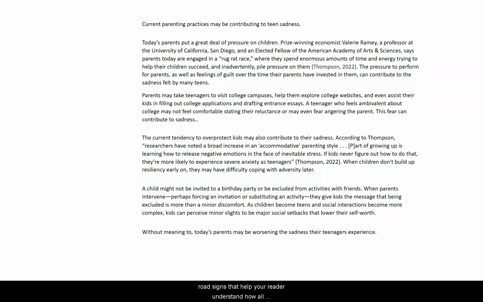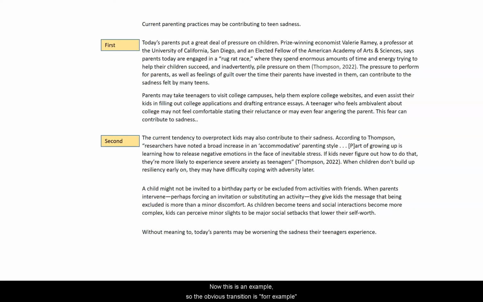Transitions are just like little road signs that help your reader understand how all these chunks of information are connected. So if I look at my first quote sandwich, it is my first main idea. So I can use the transition first. And then down here is my second, the current tendency. That's my second main idea. So I want to make sure that I have a little sign attracting my reader's attention, right? I want to say, okay, here's the second main idea. Because sometimes readers get lost or confused as you're going.